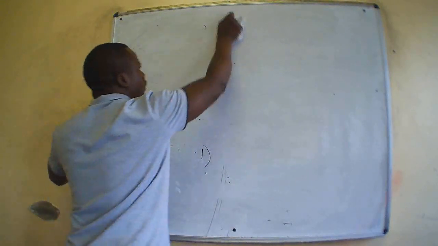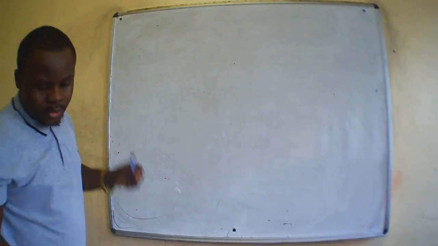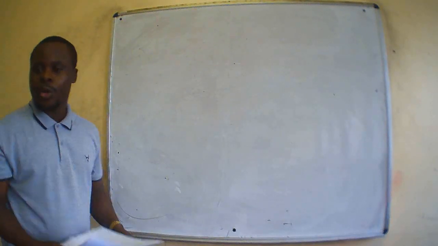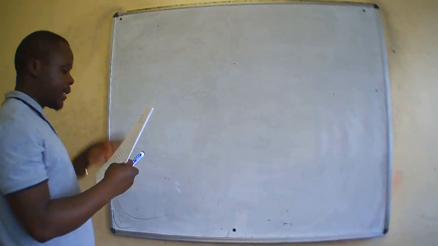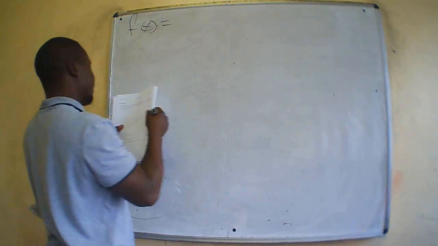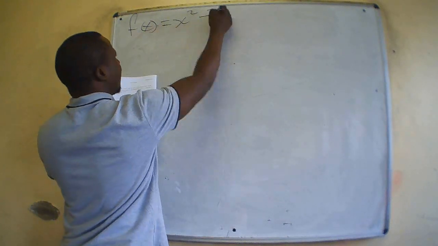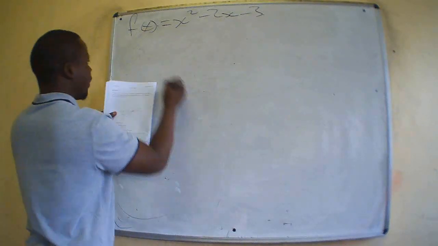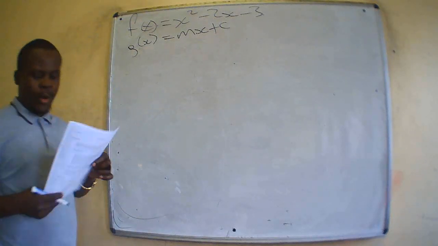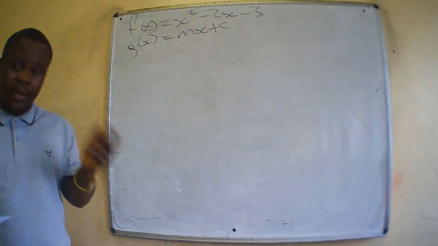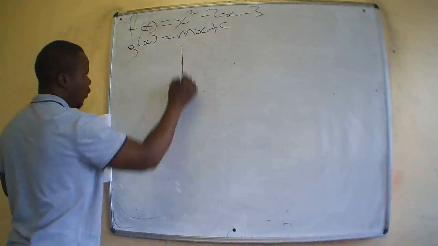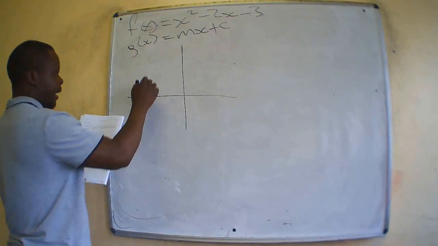So that was 5.4. The next question that we're moving on to is question number 6 on your question paper. In this case now, we have it completely different. We are given f of x, which is the parabola x squared minus 2x minus 3. We also have g of x, which is equal to mx plus c. It's unknown. Our g of x, we don't know the values.